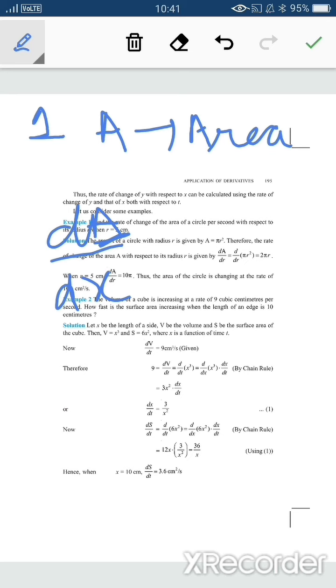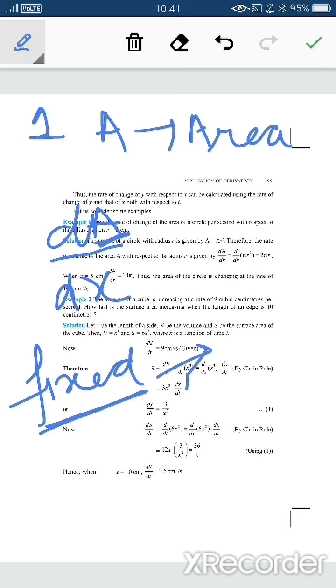Second point is, whatever is given in the question or fixed in the question, you will not consider it as a variable, it will be considered as a constant, right? It will be considered as a constant. So these things, and the formula should be in one variable before you actually differentiate.